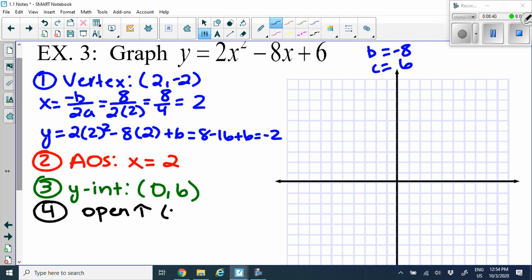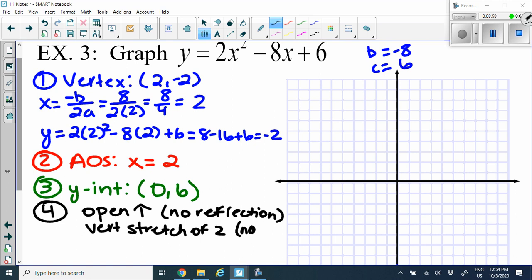Okay. And do we have any vertical stretch or shrinks? Yes, we do. We actually have a vertical stretch. Because the absolute value of our a, 2, is greater than 1. So that means we're going to have our graph be a little bit narrower than the parent function.